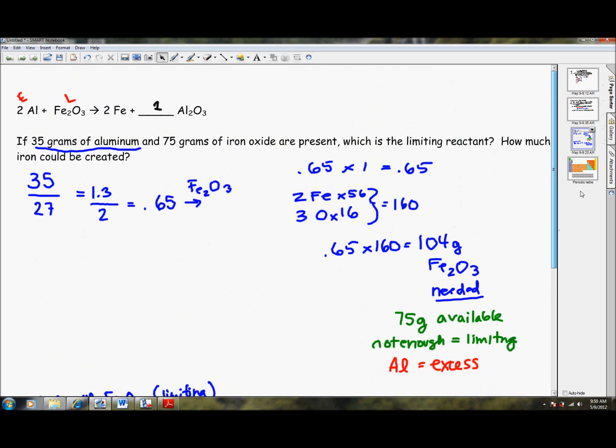Okay, once you have the limiting reactant, you can do all kinds of different problems. I'm going to show you one more example problem. We're going to use the same problem, but now I'm going to ask a different question. And that question is, how much of the aluminum, the excess reactant, is going to be left over after the reaction? We said that's what limiting reactant means. It means that the iron oxide is going to all disappear and there's going to be some aluminum left over. My question is, well, how much aluminum is going to be left over?